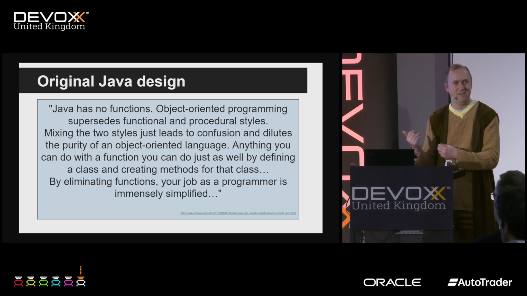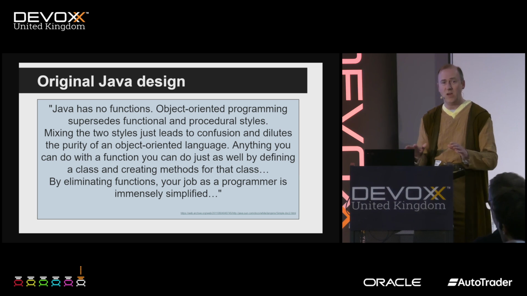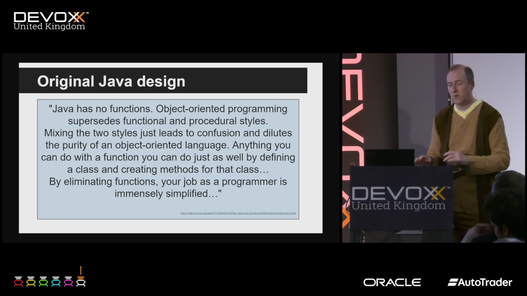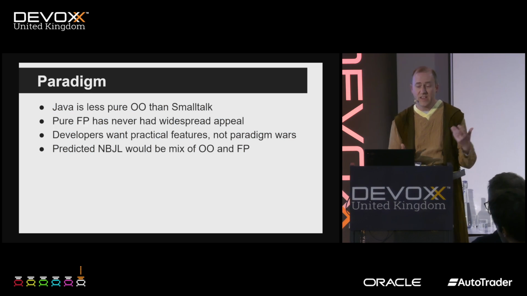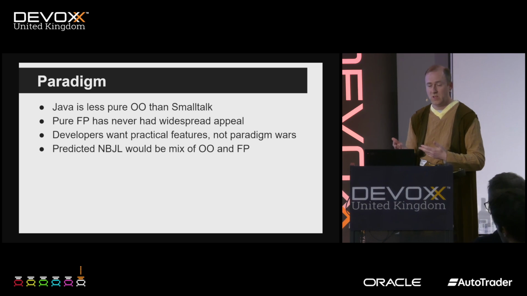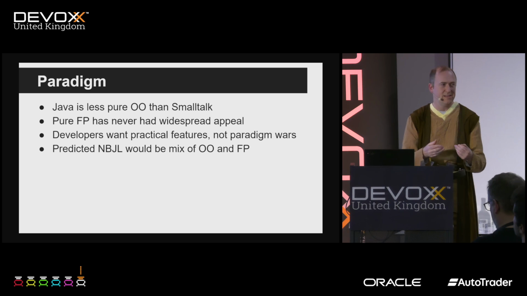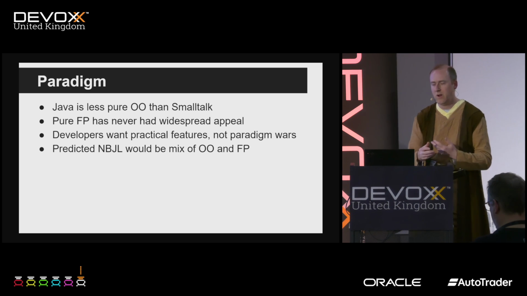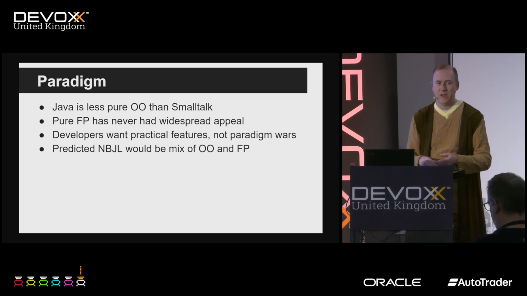Now we can look at that now and go, well, that's not what we think anymore. But that was when it first came out. It was about OO. It was a very OO language. That was the focus of it. Of course, the Smalltalk people laughed and knew it wasn't anything like OO, but hey. So Java is less pure than Smalltalk, but then pure functional programming hasn't crossed that bridge into mainstream appeal. It's gained, but it hasn't crossed that. People really want practical features and not paradigm wars. They're not too fussed, so long as it allows them to do their job efficiently.